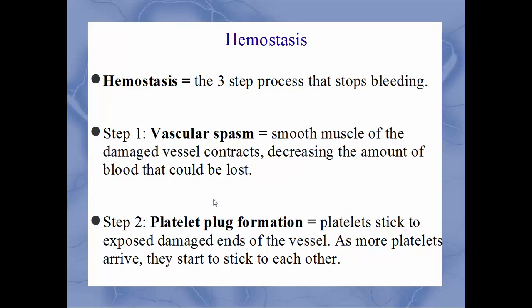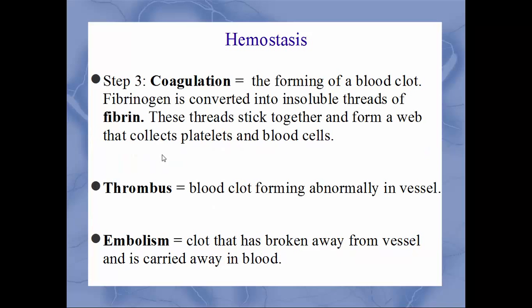The second step is the platelet plug formation. Is where you have platelets that are traveling throughout the blood start to attach to one another and to the damaged ends of the blood vessels. As more and more platelets come, note that plug is larger and larger and larger. At that point, you have what's called coagulation. That's the forming of the blood clot itself.